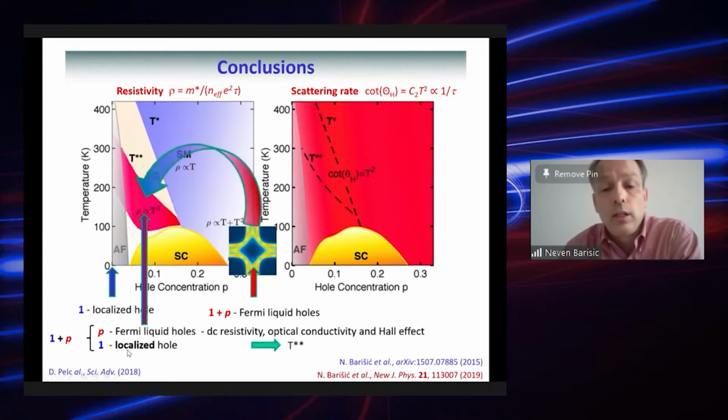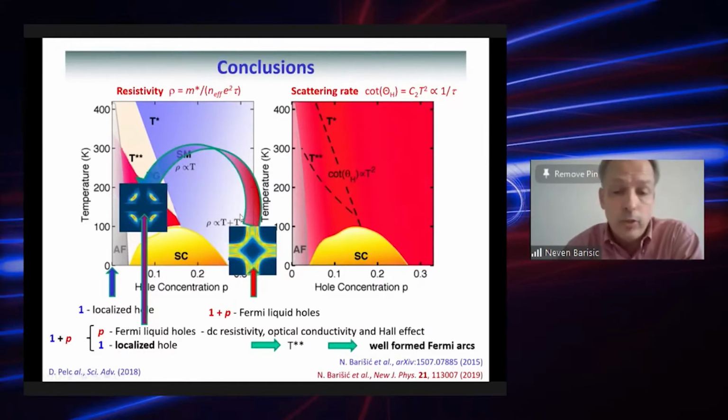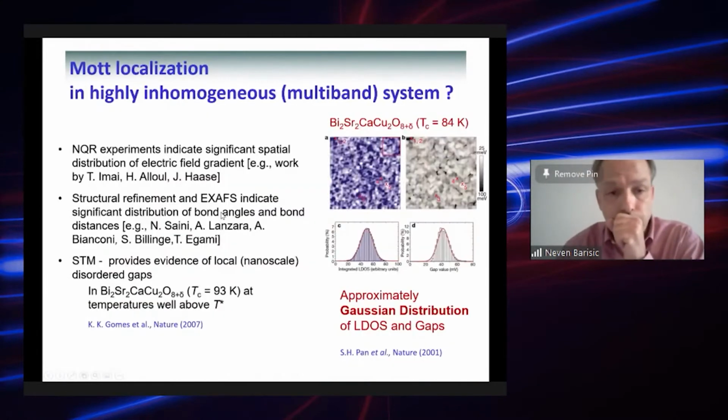So whichever way you go from the full Fermi surface to the gapped Fermi surface, what happens? You can go high temperature or low temperature. You gradually, slowly localize one carrier per CuO2 plaquette. Okay, so the question is why this localization is gradual. Usually, Mott localization is first order. However, here we invoke that cuprates are very disordered.